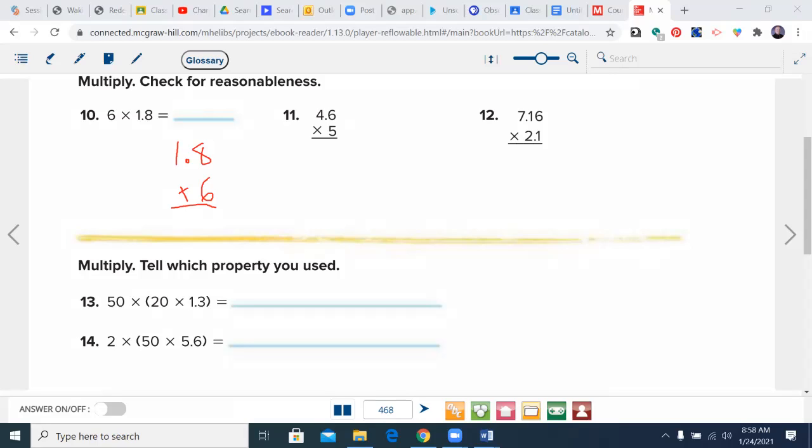So now I go 6 times 8 is 48. Think of that little rhyme. I regroup the 4. 6 times 1 is 6. Plus 4 is 10. I put a 0 here, and I'm going to move the 1 there. And then to do these problems, you have to say, okay, how many decimal places? And there's 1 digit after the decimal place here. So there needs to be 1 digit after the decimal place in my product. So I can come backwards, and it's 10.8.